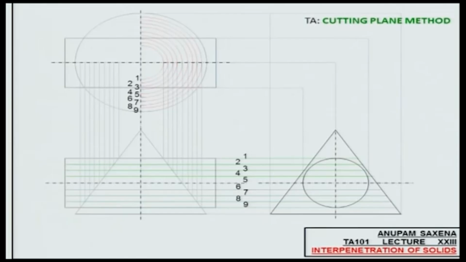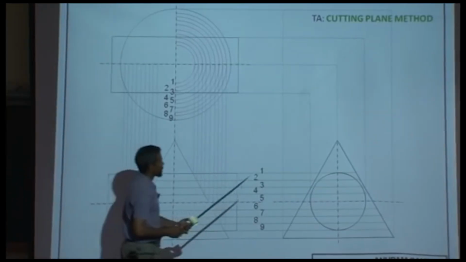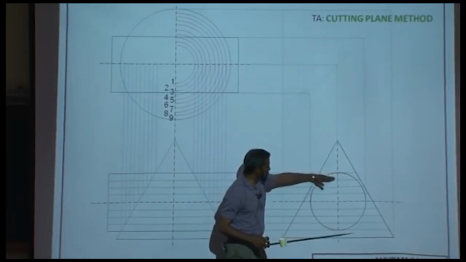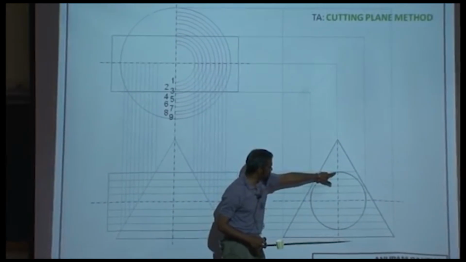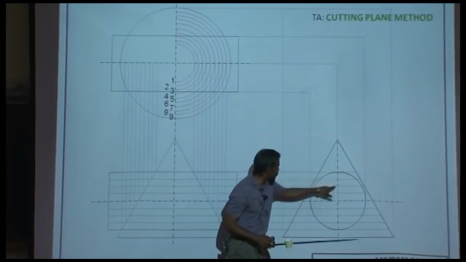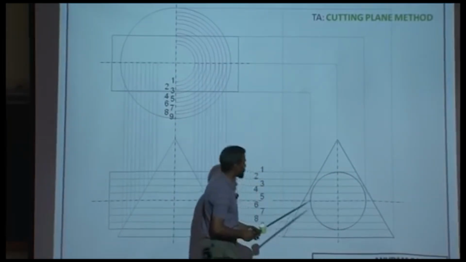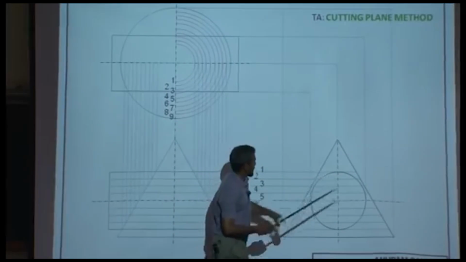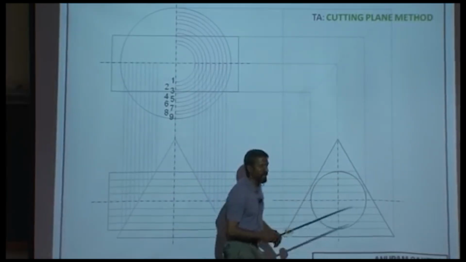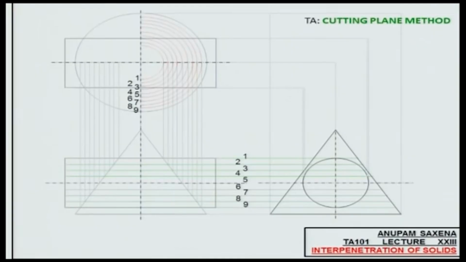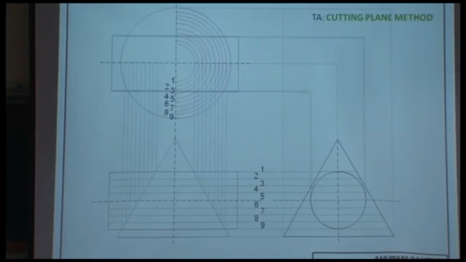Now from the profile view, you know that these planes are also cutting the cylinder. So you would have this intersection point, these two intersection points, and so on and so forth. This portion over here will essentially be a rectangle. Project this rectangle onto the top view for each and every cutting plane.